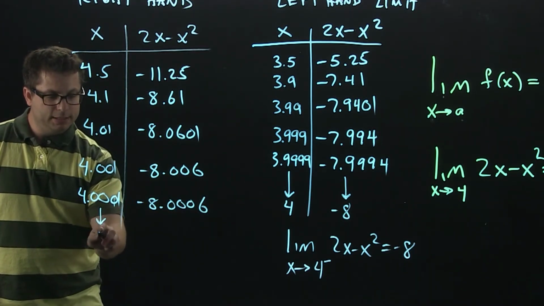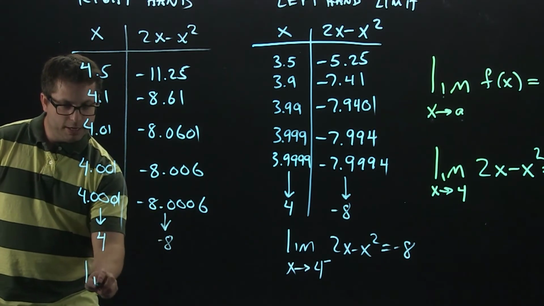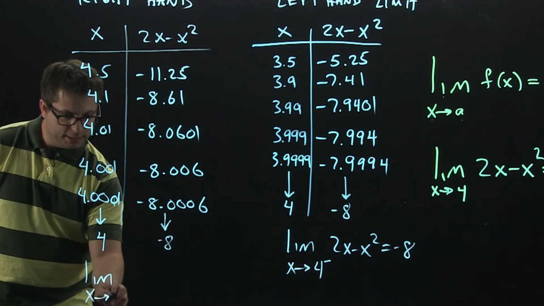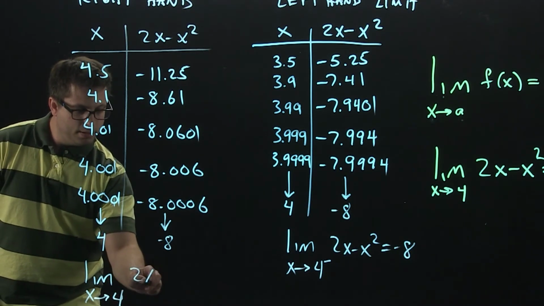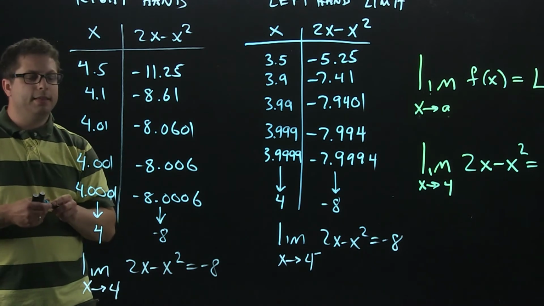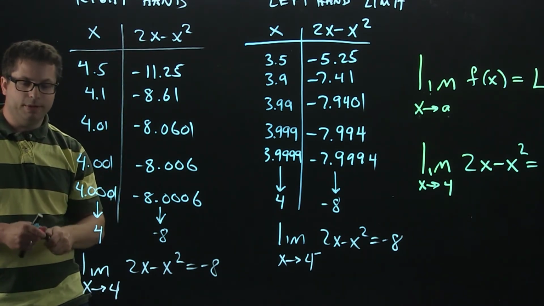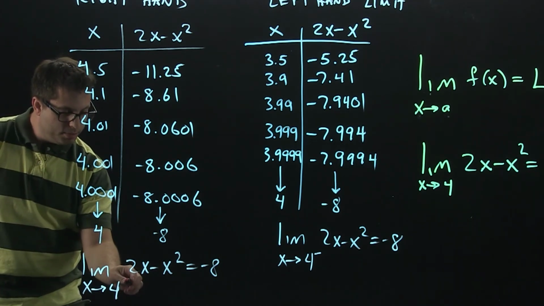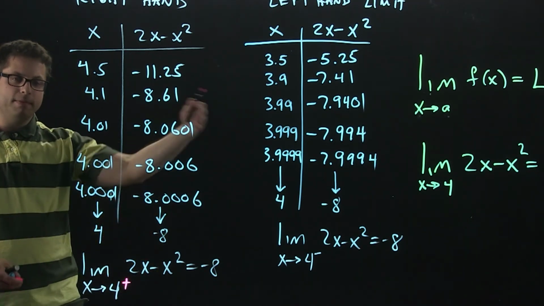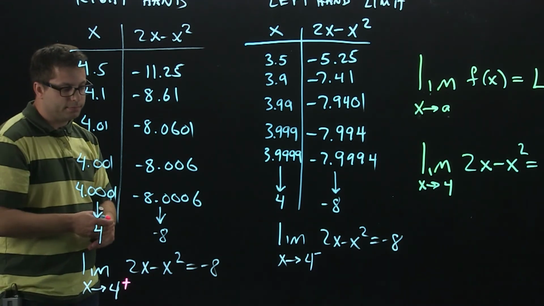So as x gets close to 4, again, this is going to get close to negative 8. So I can write that the limit as x approaches 4 is negative 8. But these were all x values selected to the right-hand side of 4. So we indicate that in the limit by putting a plus sign, meaning coming from the positive side, or the right-hand side of 4.